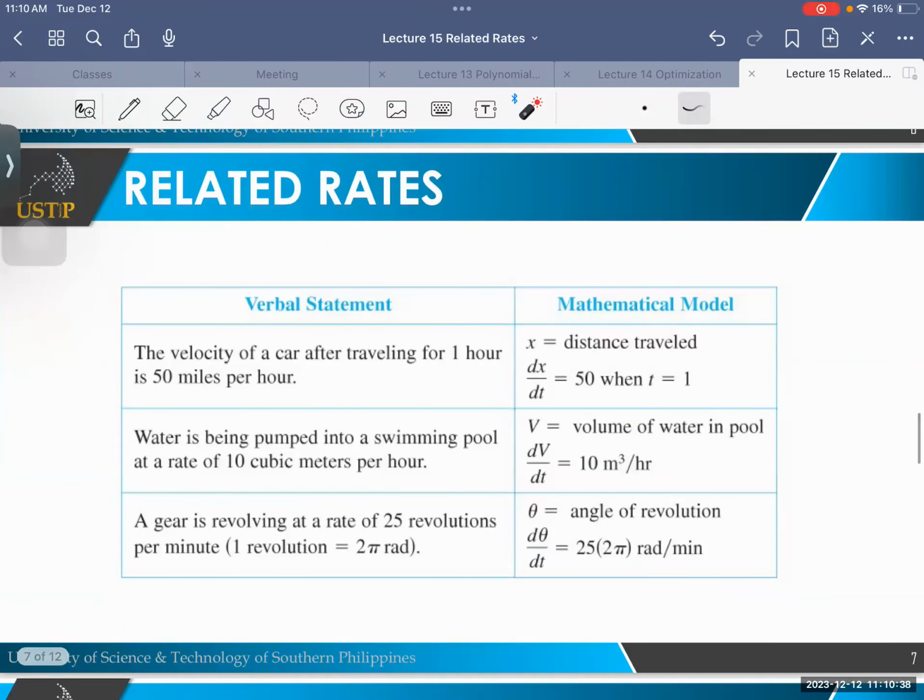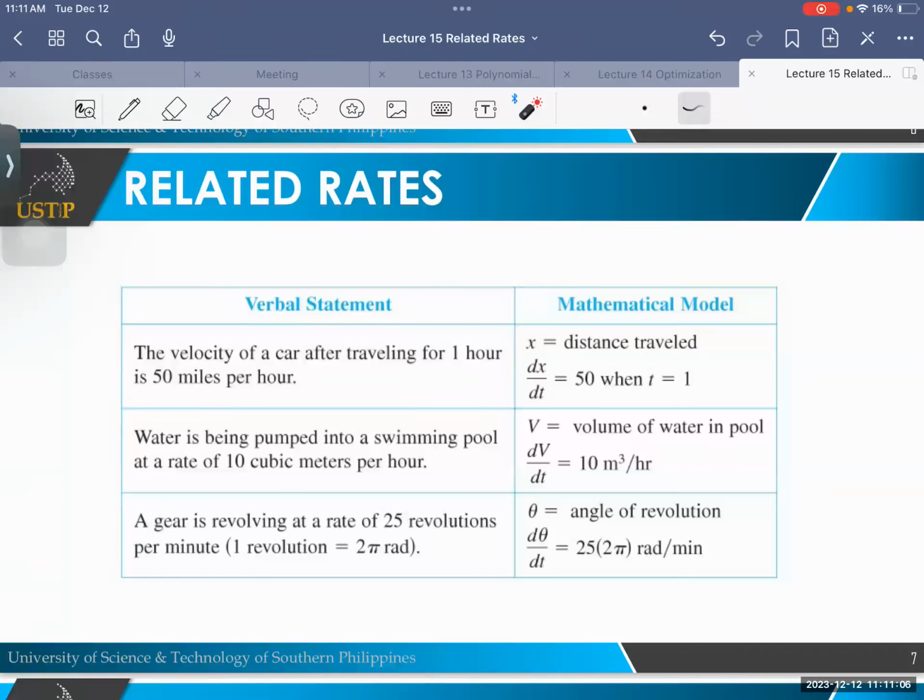For example, how do we model mathematically ang statement? For example, the velocity of a car after traveling for 1 hour is 50 miles per hour. So let x be the distance traveled. So what is this 50 miles per hour in mathematical expression? This is dx over dt. And it's very important that you know how to express it into mathematical form. Kaya kung dili, wala yung gamit ang problem class. Di ka kasabot, di ka kasolve.